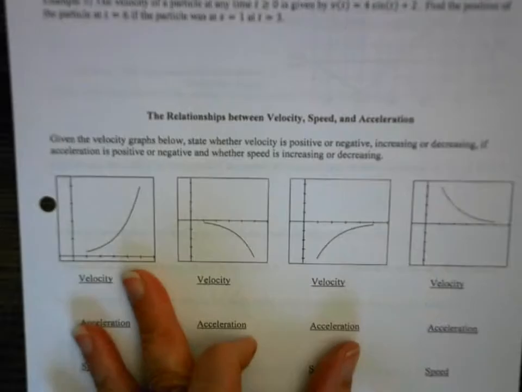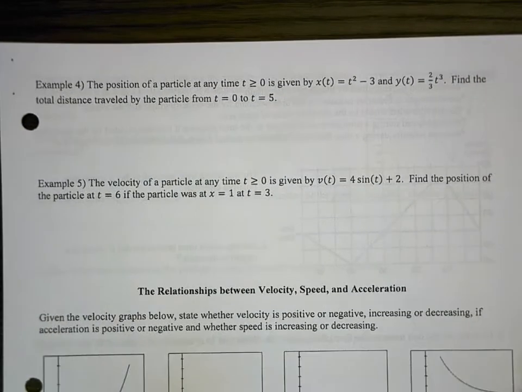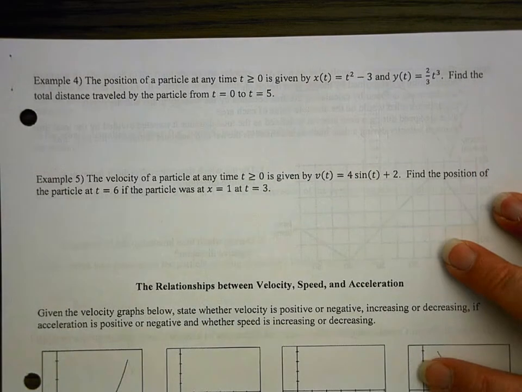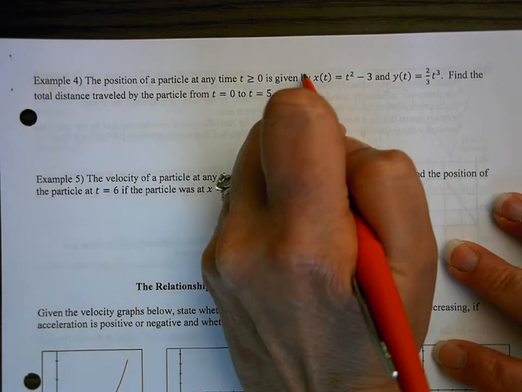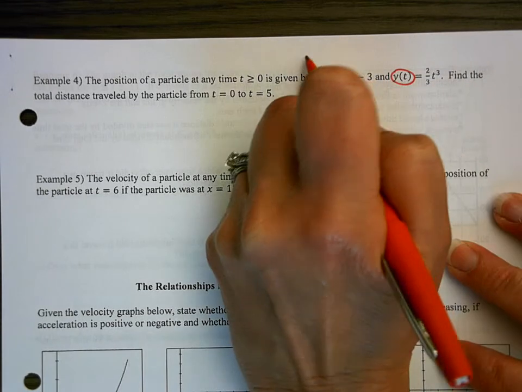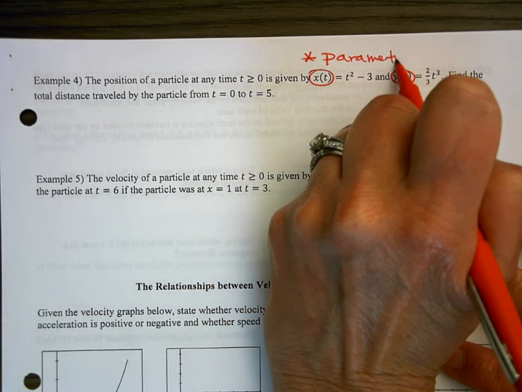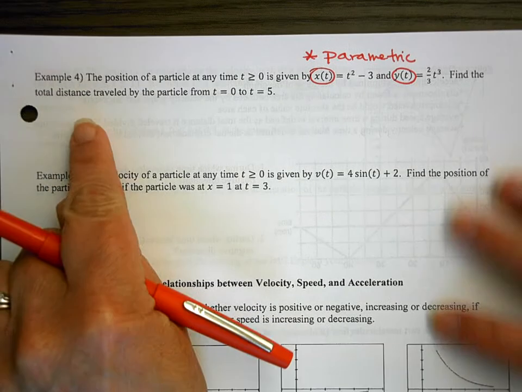Okay. All right, so for this one right here, they're saying that the position of a particle at any time t greater than or equal to 0 is given by, so I have two different equations here, right? So I have x of t and y of t. Because I have two position equations, that means I need to be using the parametric formulas. And so then they want to find the total distance traveled.